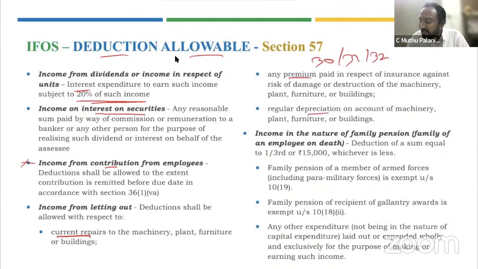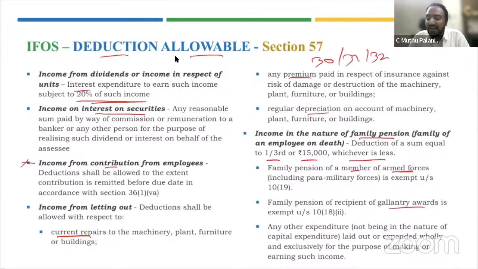And then you have family pension, income from family pension. So family of an employee on death. Whatever family pension I'm receiving, 1/3 or 15,000, whichever is less. So I am receiving family pension because someone in my family has passed away, and on behalf of them I'm collecting this family pension. This family pension is exempt up to 1/3 or 15,000, whichever is less. Family pension of a member of armed forces, including paramilitary forces, is exempt. So not 1/3 or 15,000, whatever you receive is exempt in the case of armed forces.